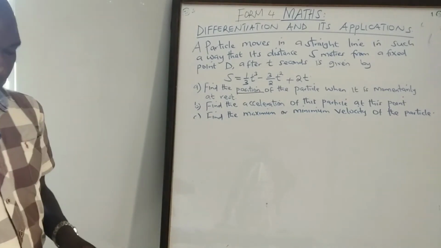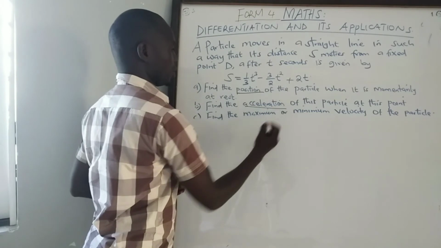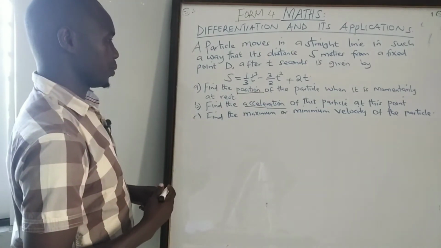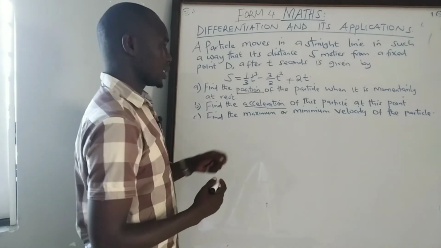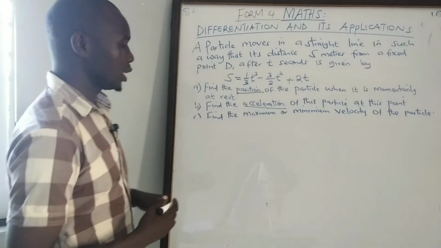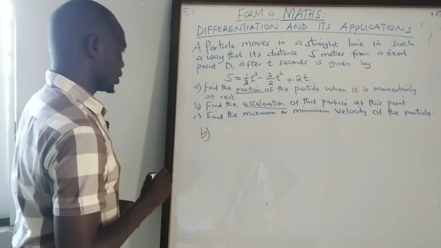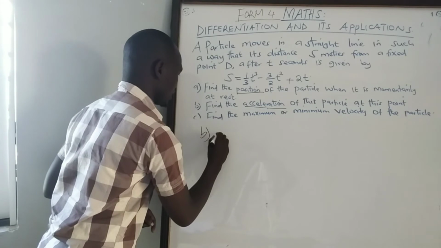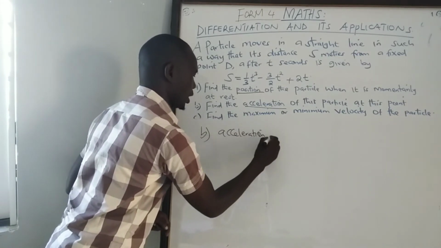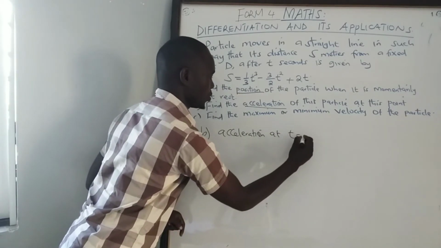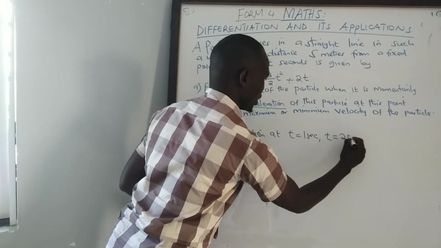Going to part B of the question. We are supposed to find the acceleration of this particle at this point, meaning we find the acceleration of this particle at the time t equals 1 and t equals 2 seconds. That is part B of the question. So we are supposed to find the acceleration at t equals 1 second and t equals 2 seconds.